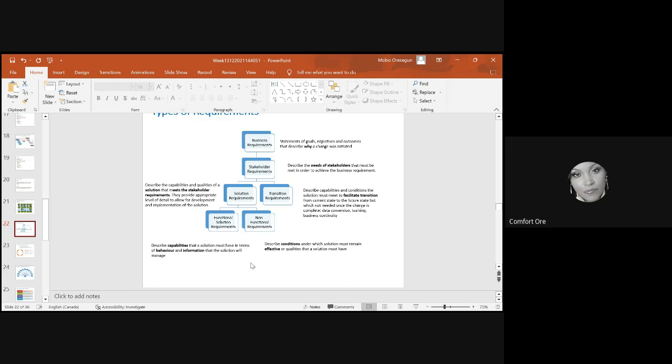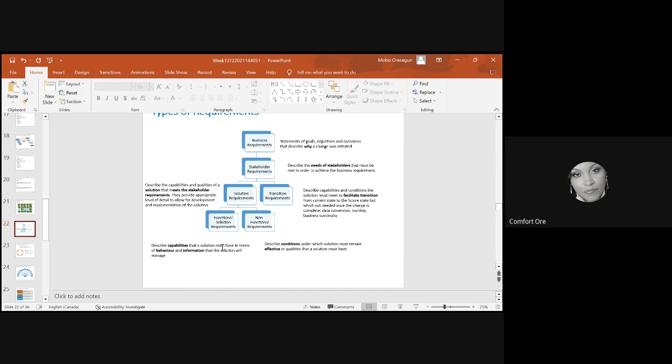Is that understandable? Yes? Okay, good. So that's the functional solution requirements. It will be the behavior and the information that the solution will manage. So basically, it will be the capabilities that it is describing. And then the non-functional requirements will describe conditions under which the solution must remain effective or qualities that a solution must have. Okay, so we're looking at solution requirements.